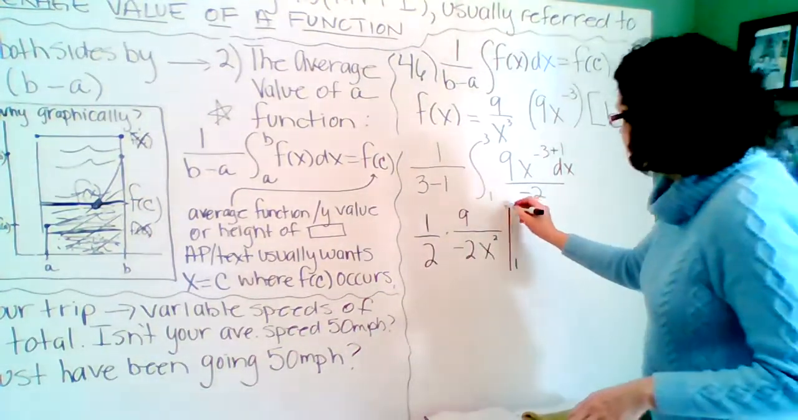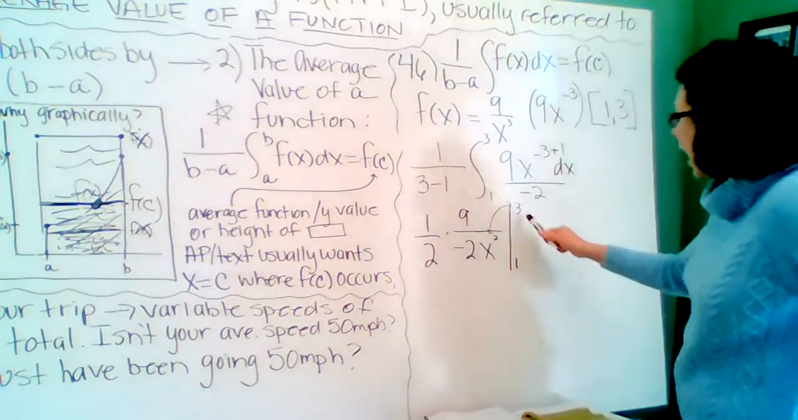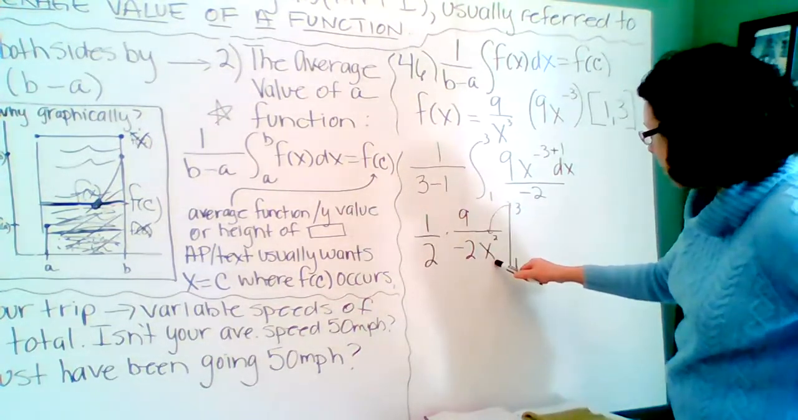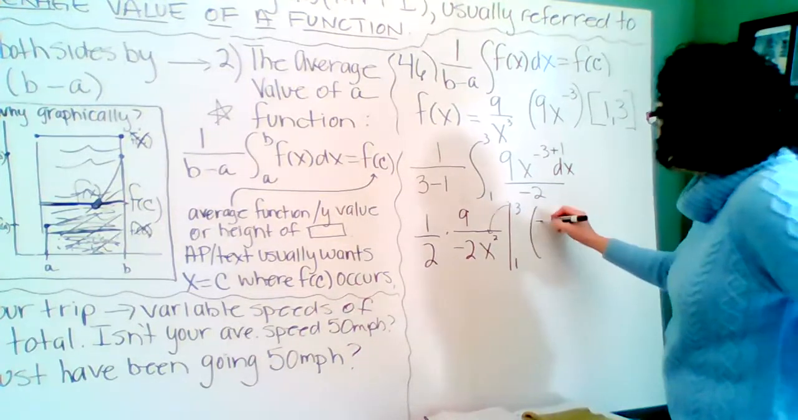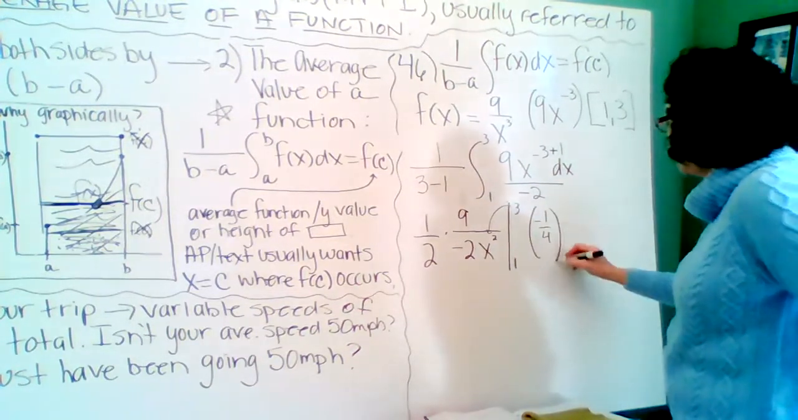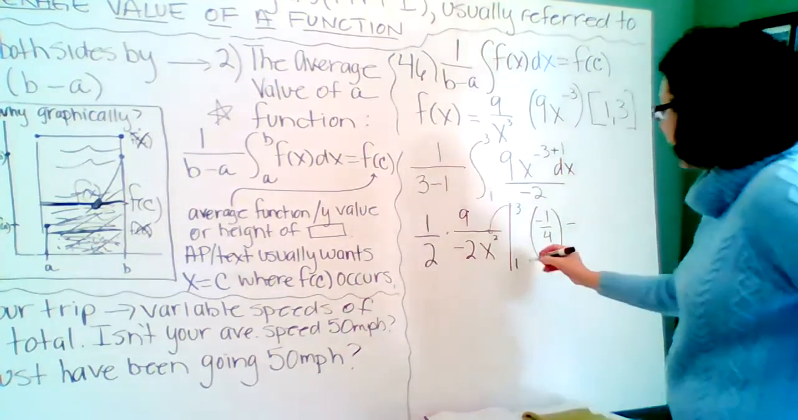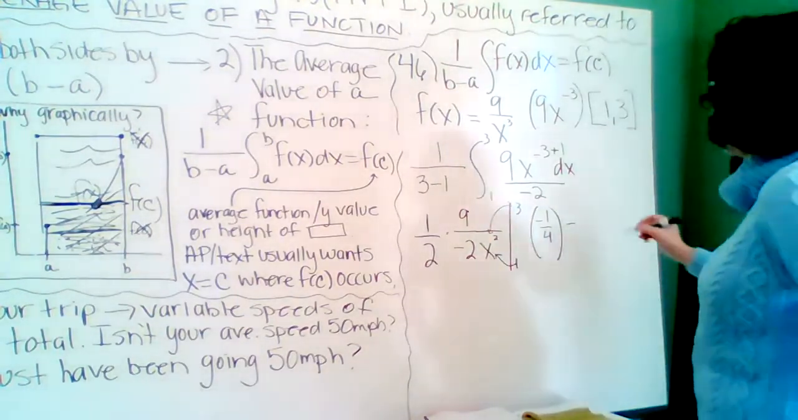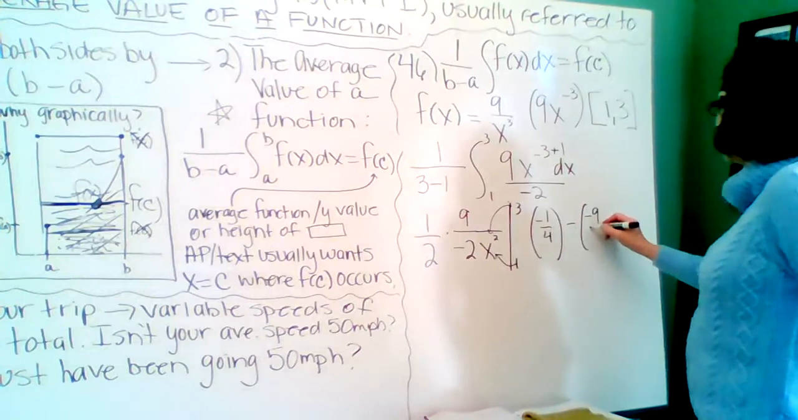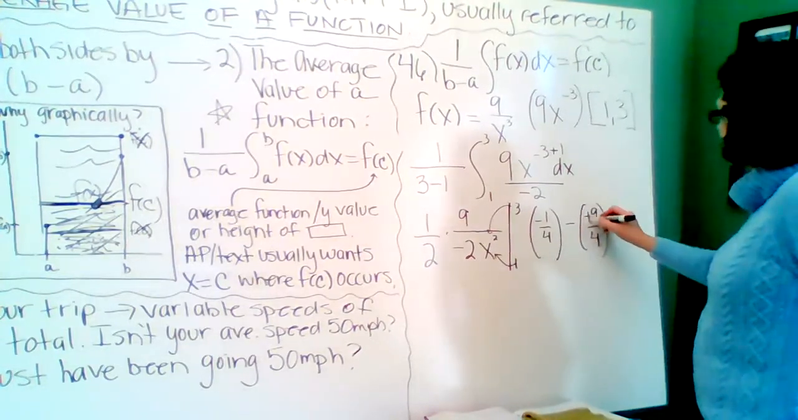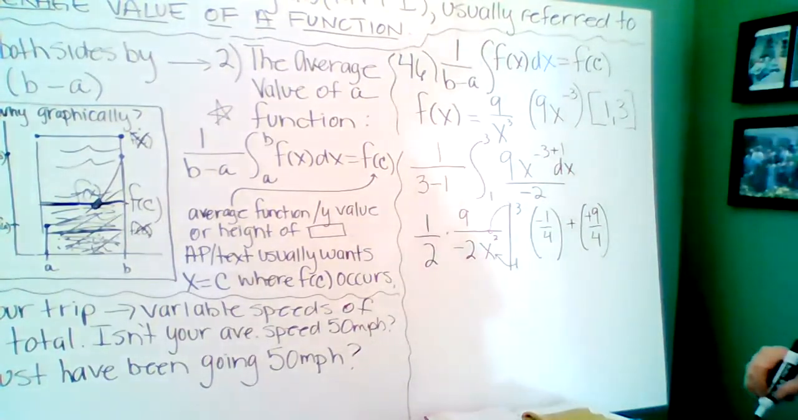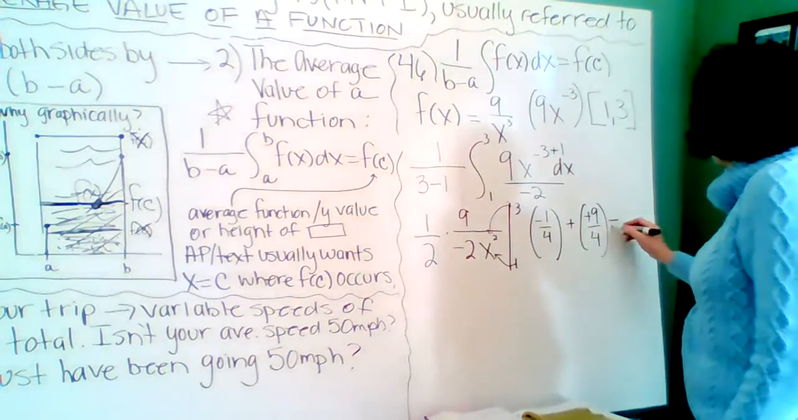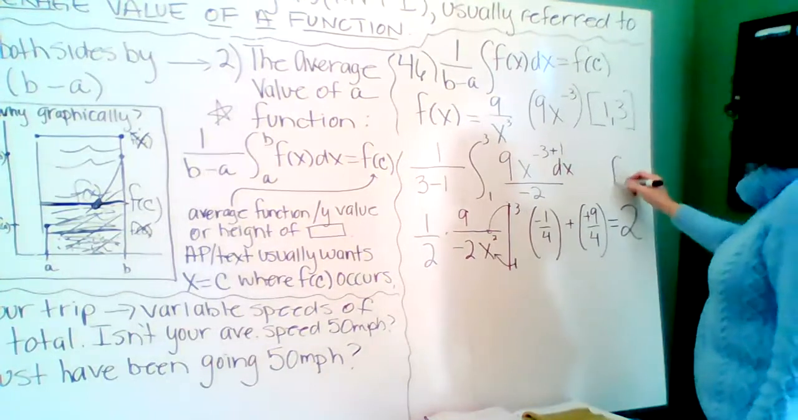F of b minus f of a, f of b. When I put a 3 in here, 3 squared is 9, so these 9s cancel, and I have a negative 1/4 for my f of b minus my f of a. When I put a 1 in here, I'm going to get a negative 9/4, and that was being subtracted. So we're going to add that up. 9/4 minus 1/4 is 8/4 is 2. That is my f of c.